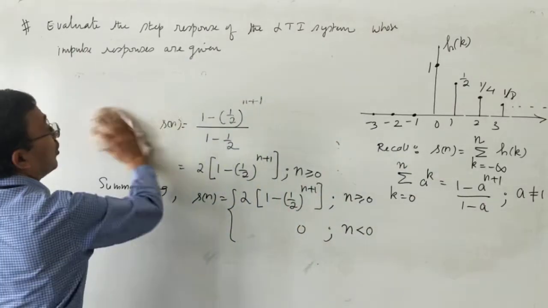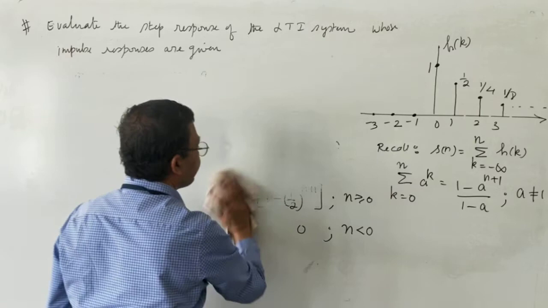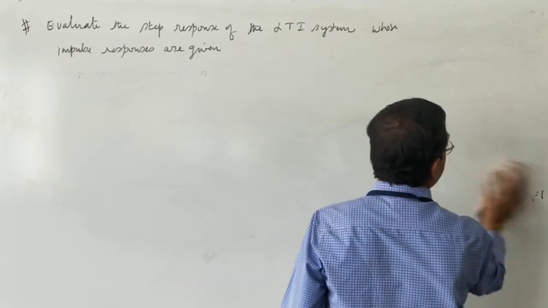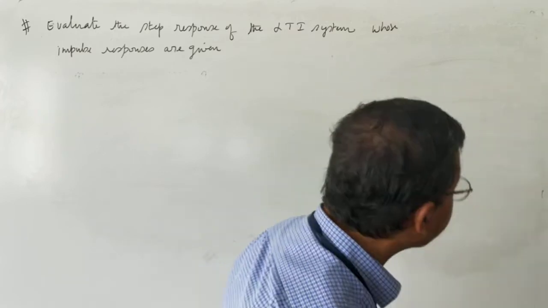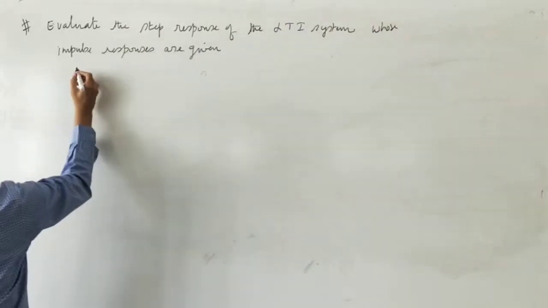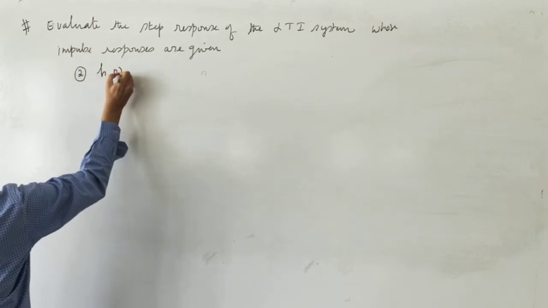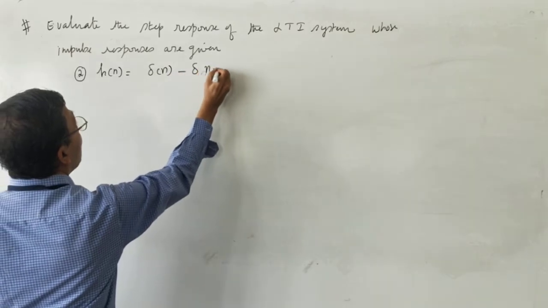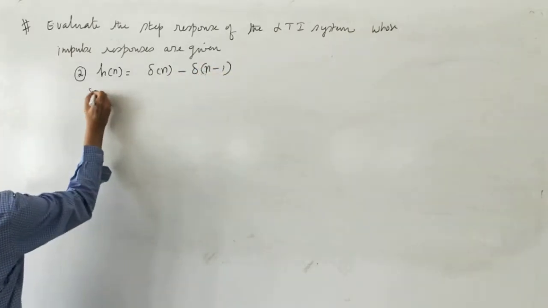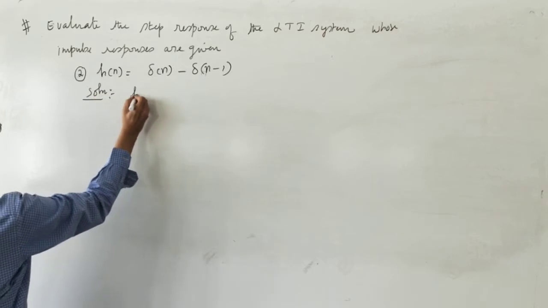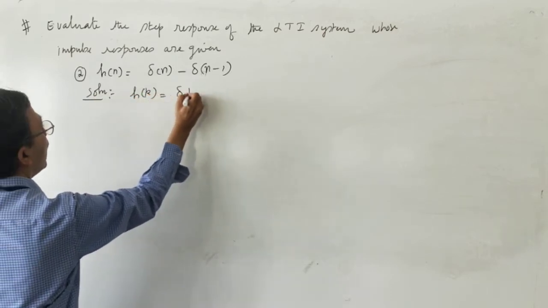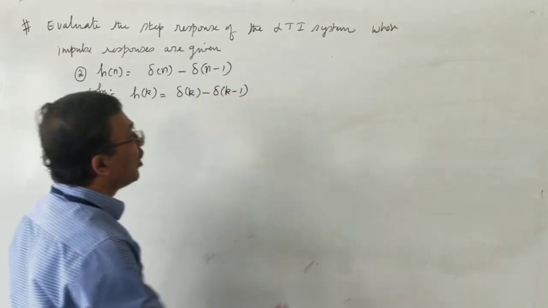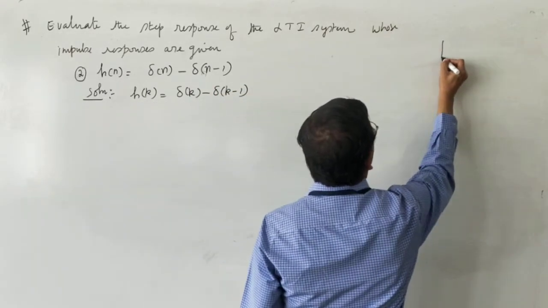I'll go to the next problem. Second one, h of n equal to delta of n minus delta of n minus 1. Solution. Replace n by k, that gives you h of k equals delta of k minus delta of k minus 1. So I will make a sketch of h of k now.